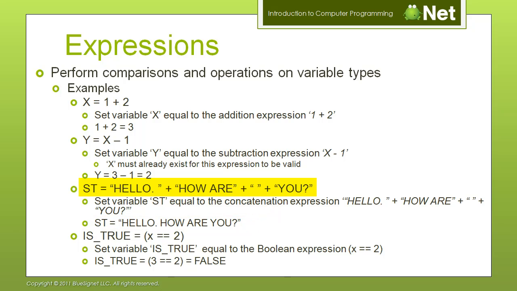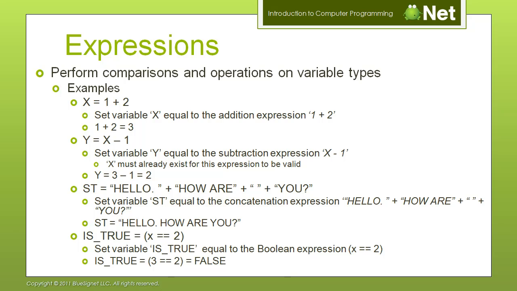So in this example here, we have a variable called st equals "Hello, period, space." And in this fake language that we're using, a plus symbol, "how are" plus space plus "you." So the result of this, st will actually equal an entire sentence. Hello, how are you?